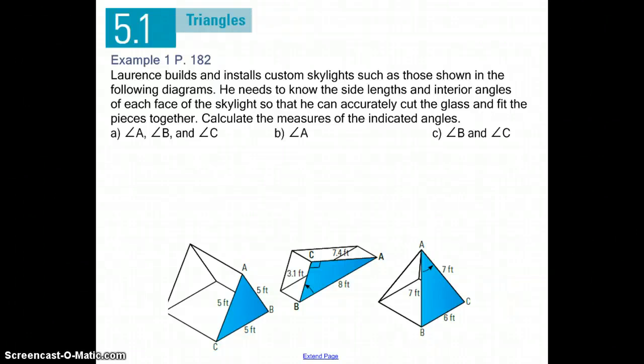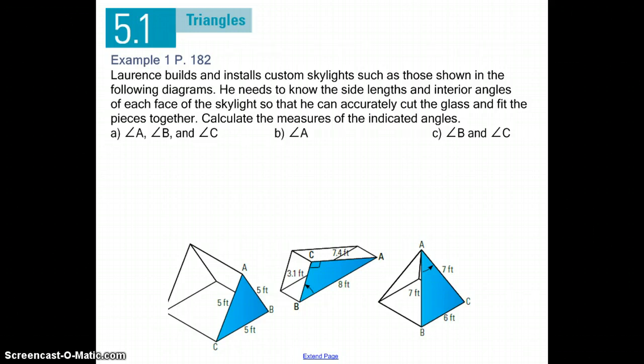Welcome back, WAMers. We're on 5.1 triangles, and last day we worked on a handout with all of the different things you need to know in order to start doing these examples. So example 1 on page 182 is where we're going to start today.